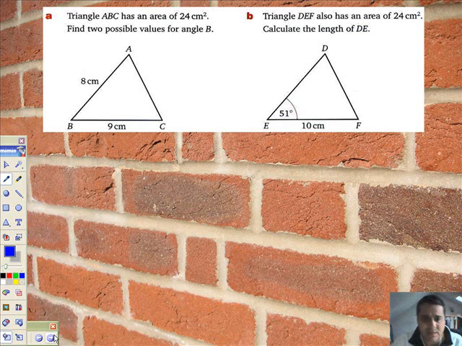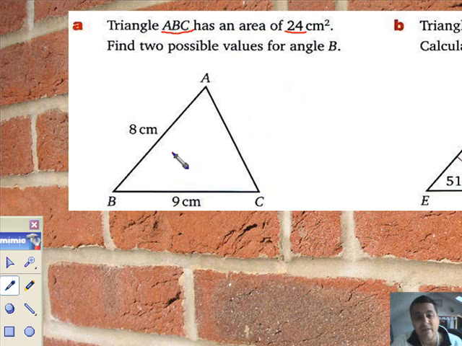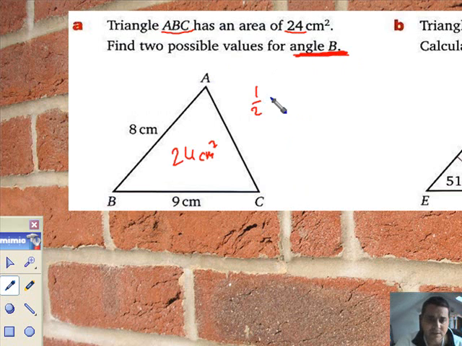Nice question. It's a little bit different, but not a lot. We've got here a triangle ABC that has an area of 24, so we're given the area this time, so we have 24 centimetres squared. Find two possible values for angle B. Well, let's just see what the calculator does. So half times A times B, multiplied by the sine of angle B, that will come to 24.